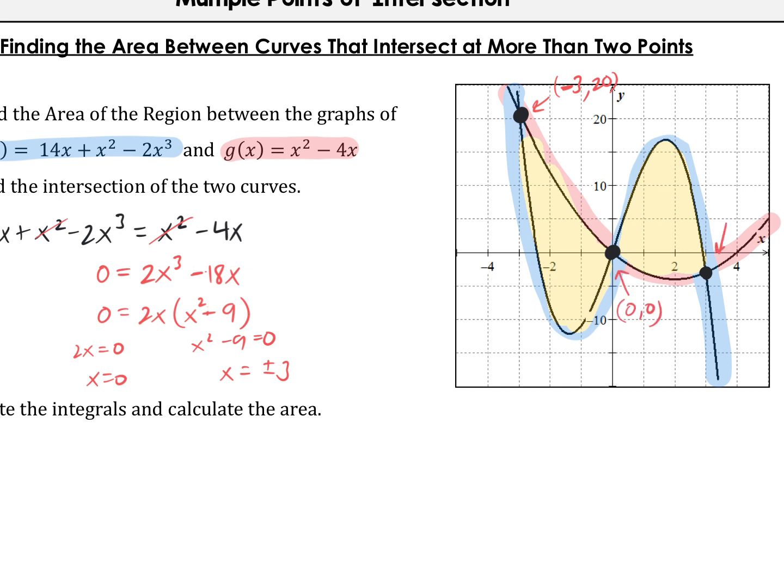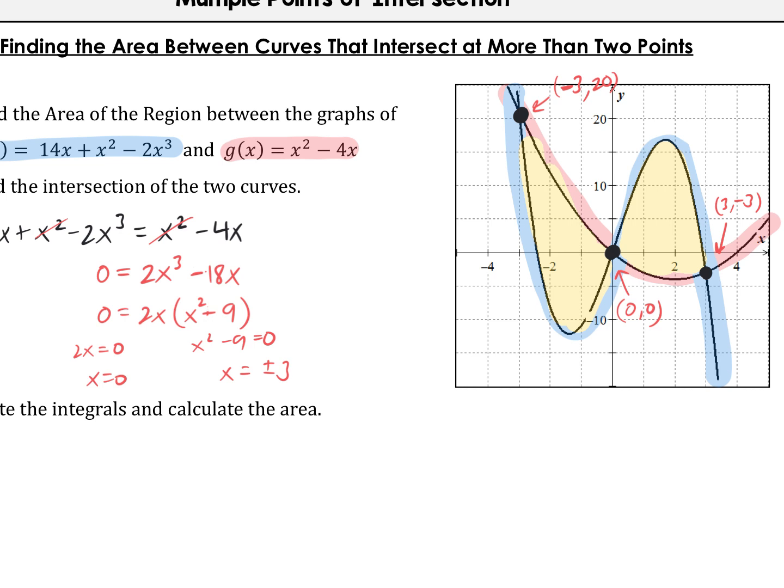And then this one right there is a little harder to see where it crosses, but it's at the x value of 3. How can I figure out the y value? Plug it into either function, right? So if I plug it into my g of x function, 3 squared minus 4 times 3, that gives me negative 3, okay?